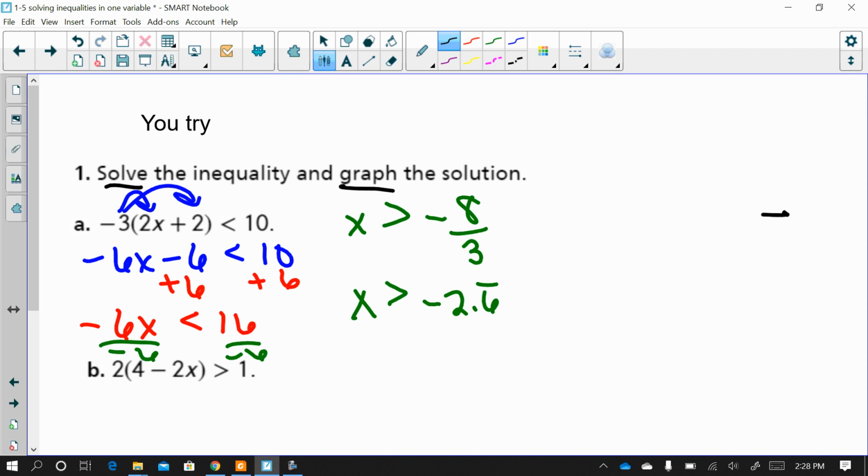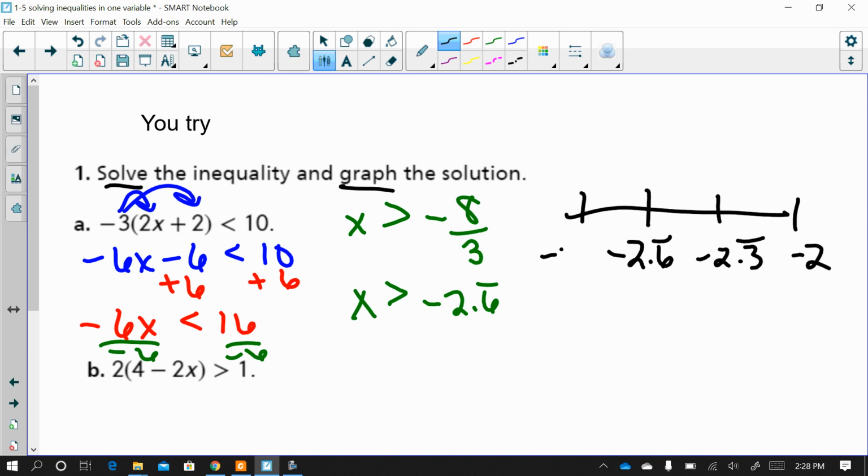Okay, for the graph, number line, I'm going to put -2.6 repeating. This would be -2.3 repeating. Here would be -2, and I'll put -3 here. This one is obviously going to be an open circle. It's not equal to, and we're greater than, so we go to the right.